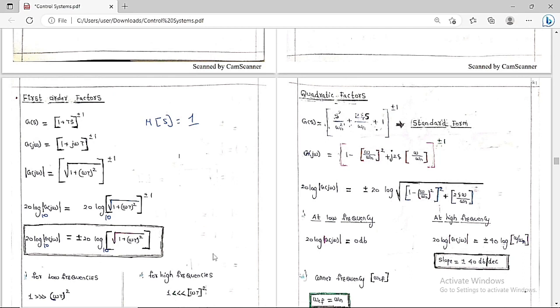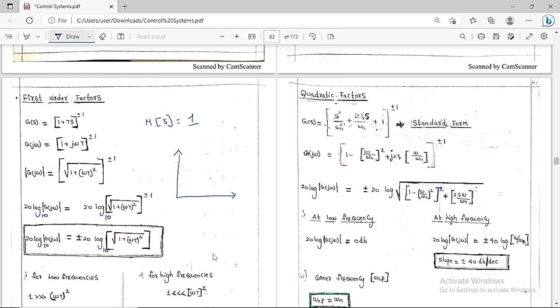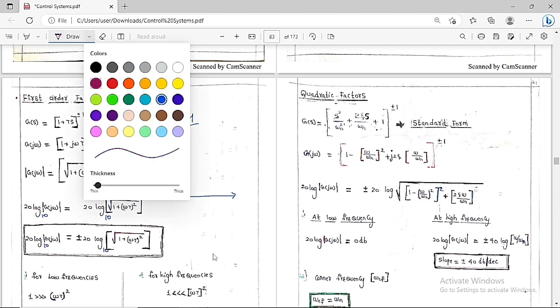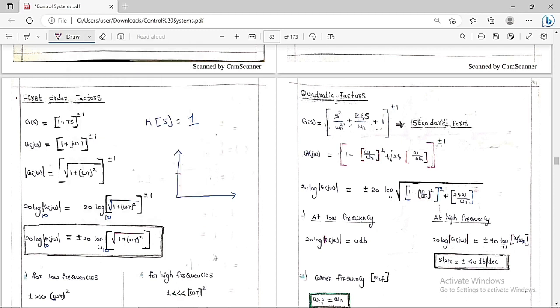Suppose you are going to draw the magnitude plot. I am going to show you the rough picture of the magnitude plot. Let me assume this is 0 dB. So at the cutoff frequency, omega equal to 1 by T, up to here we are going to get 0 dB. And after this, for plus 1 we are going to get plus 20, so upward for plus 20.